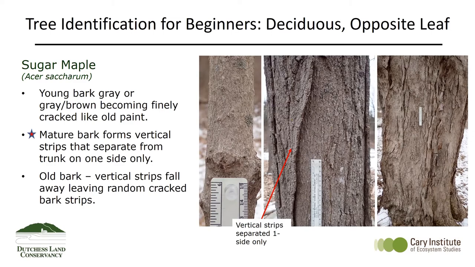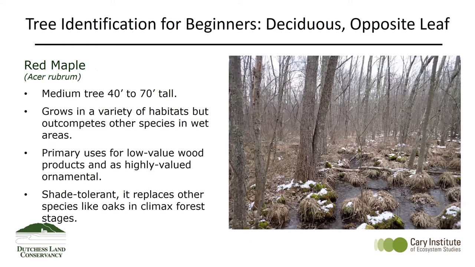Another maple species is the red maple. This is a medium tree that grows in lots of different habitats. It will do on dry sites, it will do on wet sites, but it tends to outcompete other tree species in wet areas. So this is a photo of a red maple swamp here at Cary Institute, showing what the trees look like in that habitat.